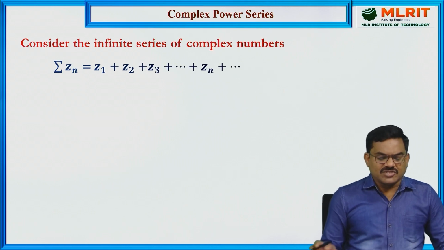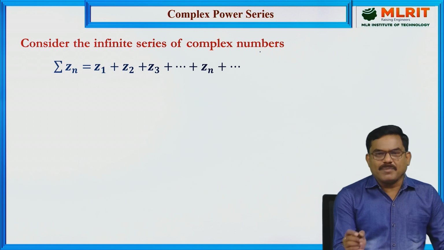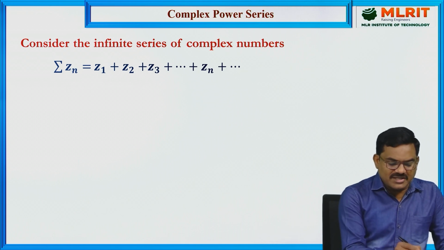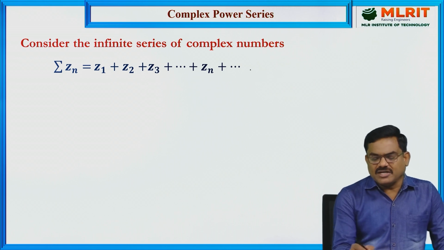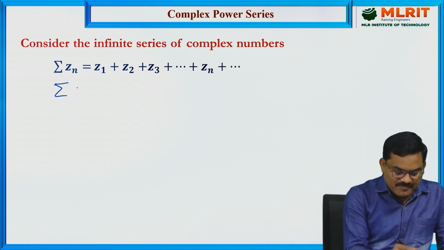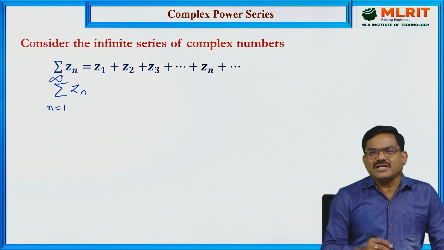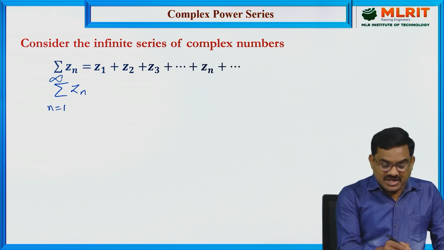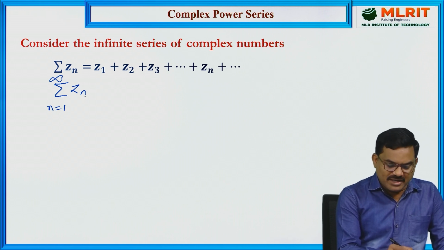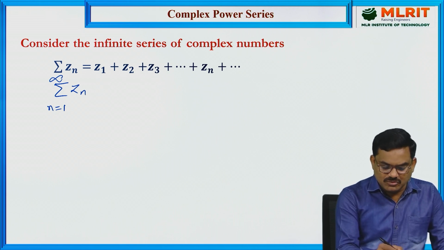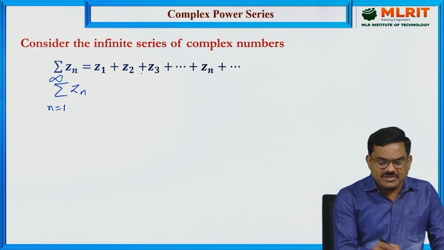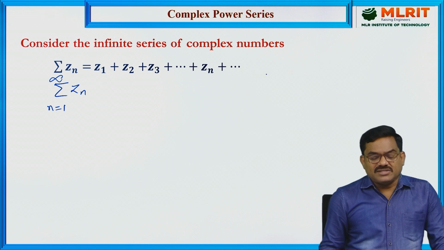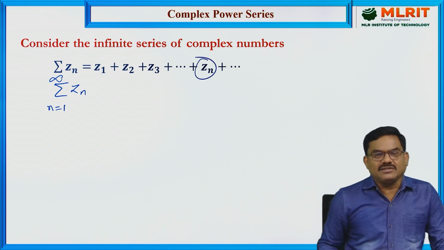Now, let us consider an infinite series of complex numbers. Here, I have taken Zn. Sigma Zn is Z1 plus Z2 plus Z3 and so on. Simply, this is sigma Zn where n equal to 1 to infinity. So, there are infinite terms in this series. If you expand, put n equal to 1, Z1, n equal to 2, plus Z2; the sigma notation is for summation. So, Z1 plus Z2 plus Z3 and so on. It is an infinite series expansion, and here this is the nth term Zn.